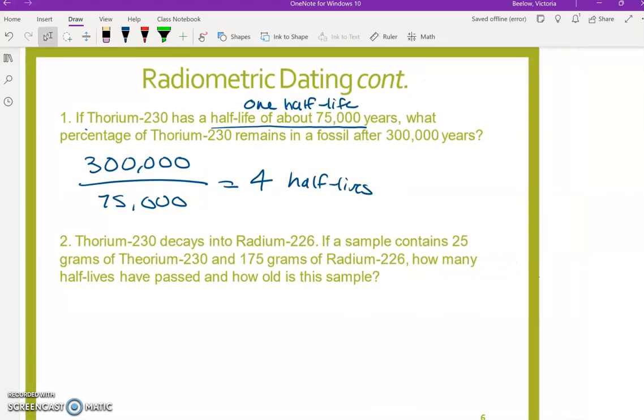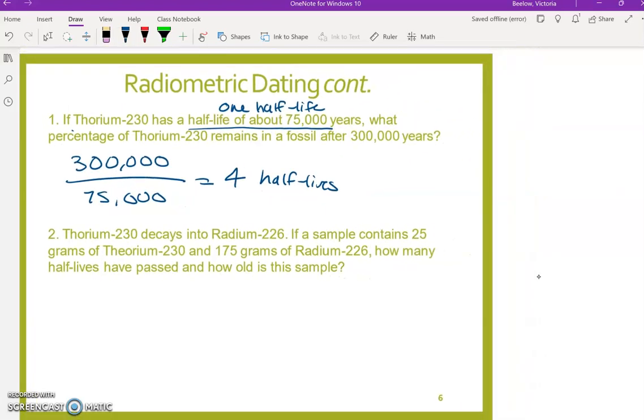Well, now I can take that number and I can multiply it. I could multiply it by this and I would get the same answer again, which is this. So once you know the amount of half-lives, you can also figure out how old something is as well, which we'll go through in the next problem.